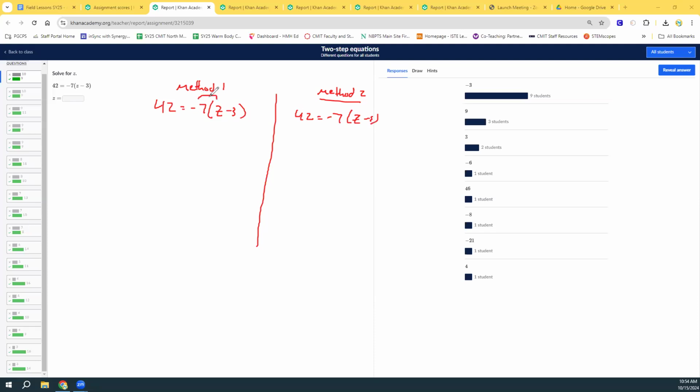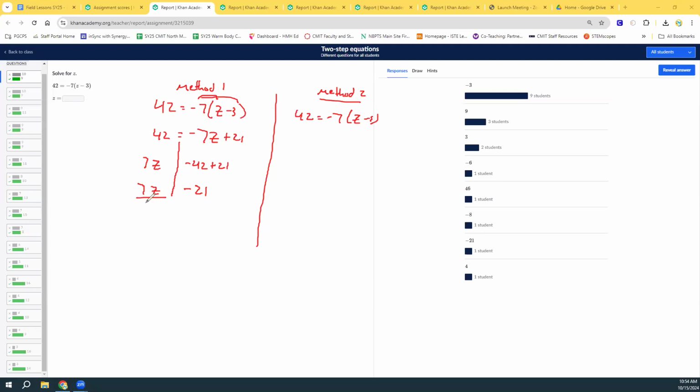Okay, so method 1, I would distribute first and get negative 7z plus 21. Don't forget that plus because we have a negative times a negative. Then I'm going to draw the line under my equal sign. I'm going to put the variable on the left. I'm going to put my numbers on the right. And when they go over the line, I will change that sign. Okay, so then that would be negative 42 plus 21 is negative 21.